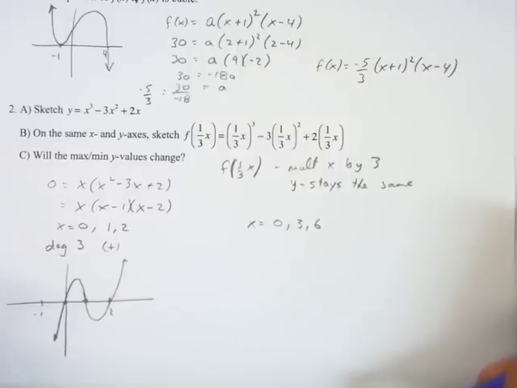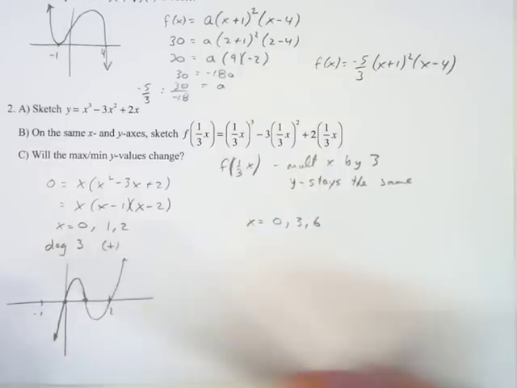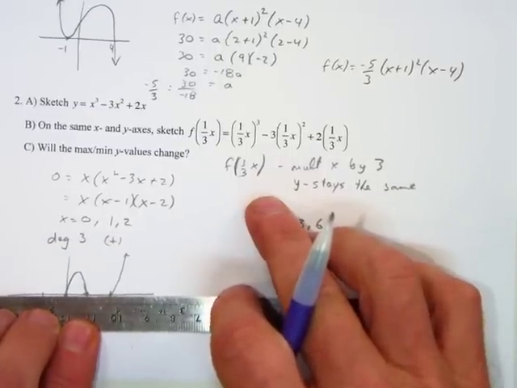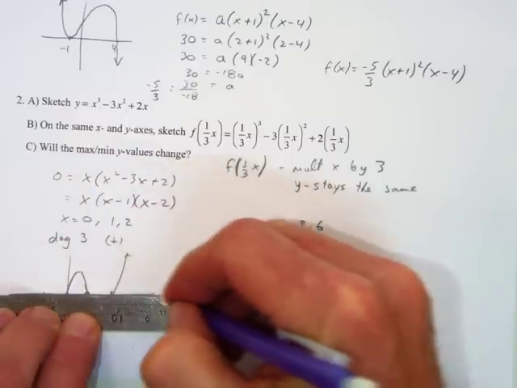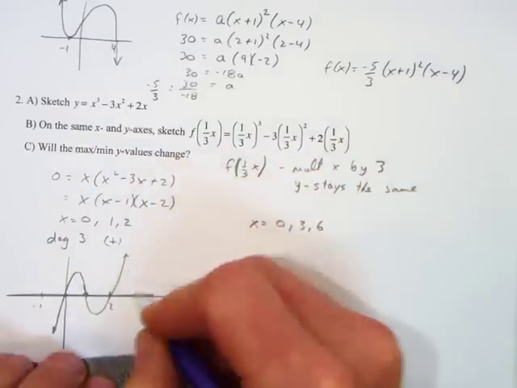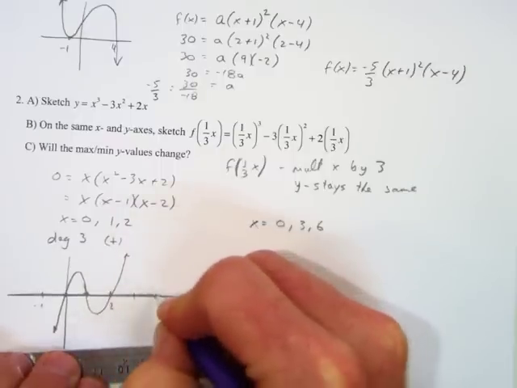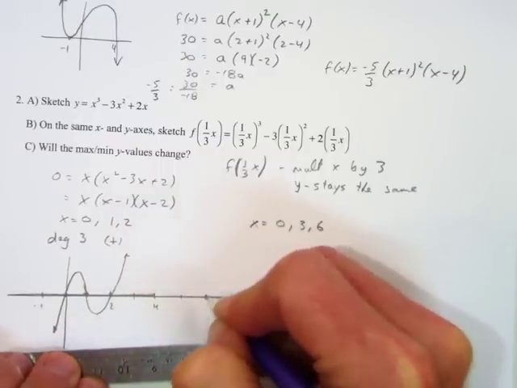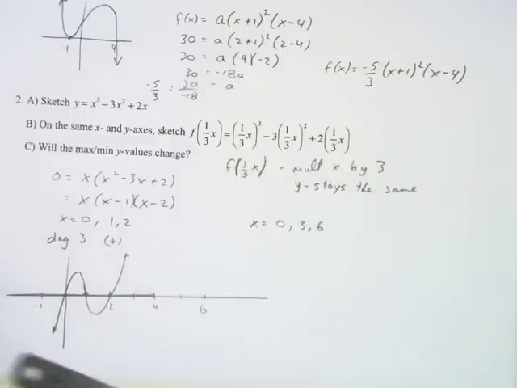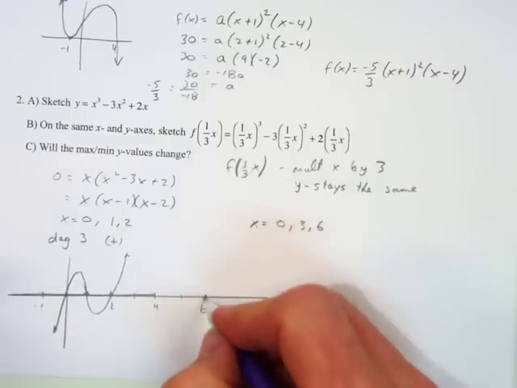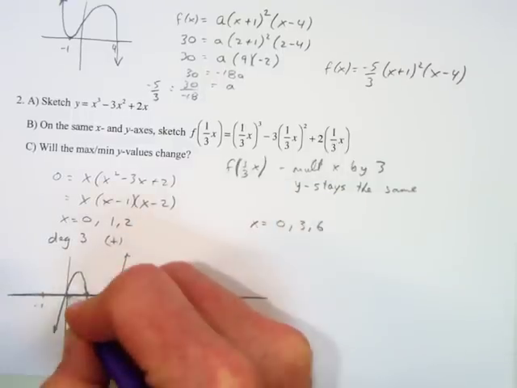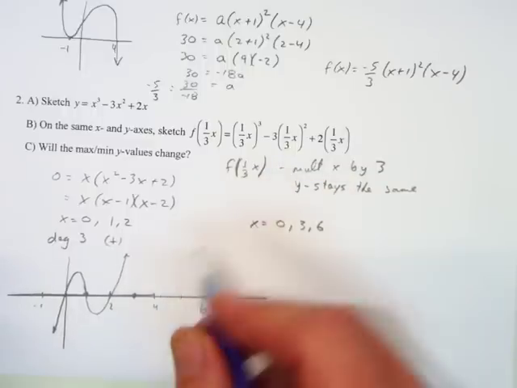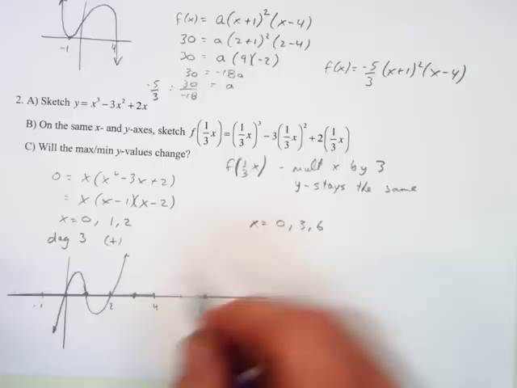So I'm going to need to extend my graph out here. It would have been better had I drawn a better graph. I'm just eyeballing this one right now. So we have something that looks like this. We have zeros at 6, 3, and 0. And it's still a positive cubic, so it's going up. And we have single roots.